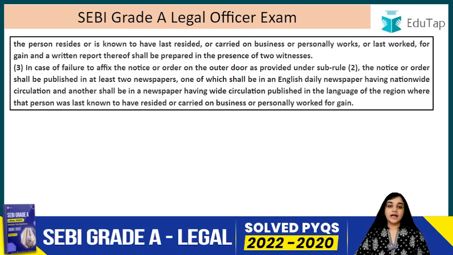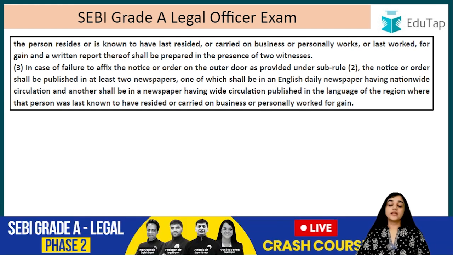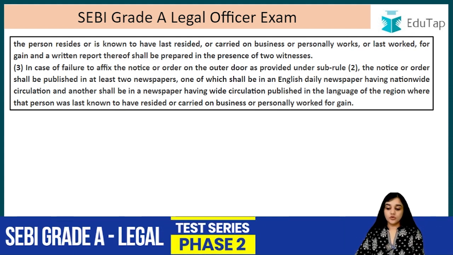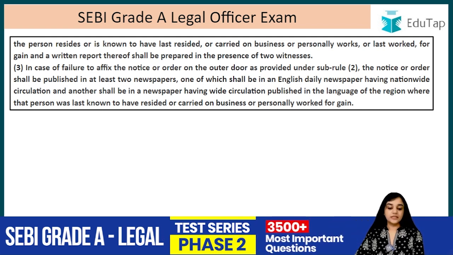So in case we have failed to deliver the notice or the order as mentioned in this Sub-rule 1, in that case, what do we have to do? We have to affix that notice to his last known address or where he last worked, right? And a written report thereof shall be prepared in the presence of two witnesses. In the presence of two witnesses, the report is also going to be prepared.